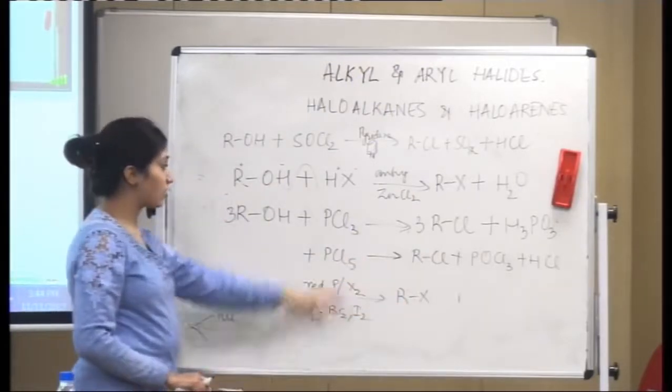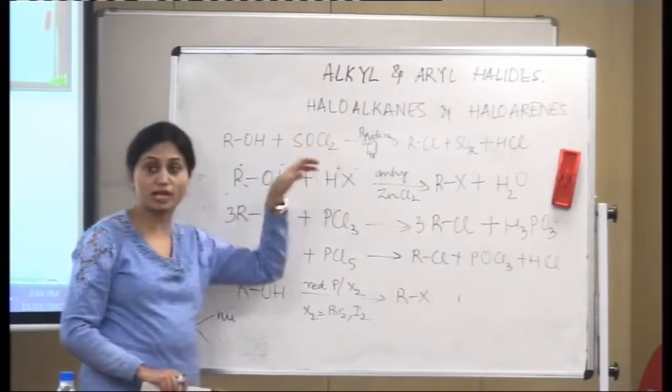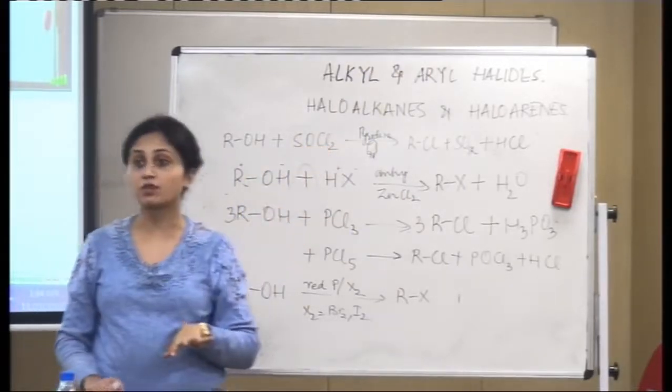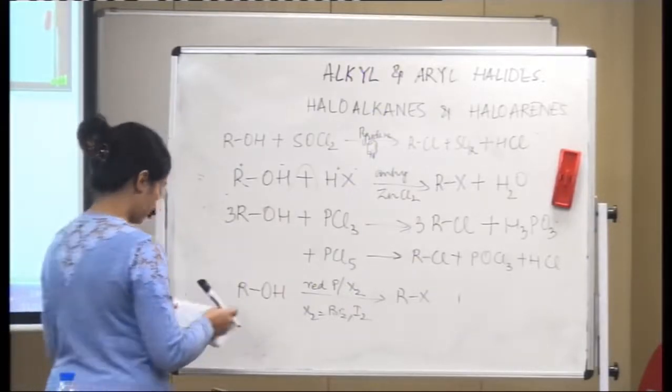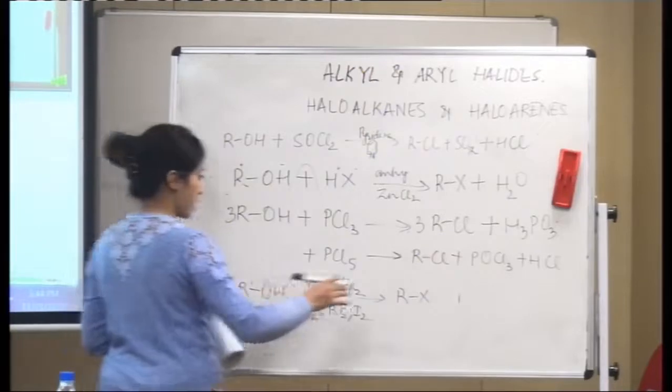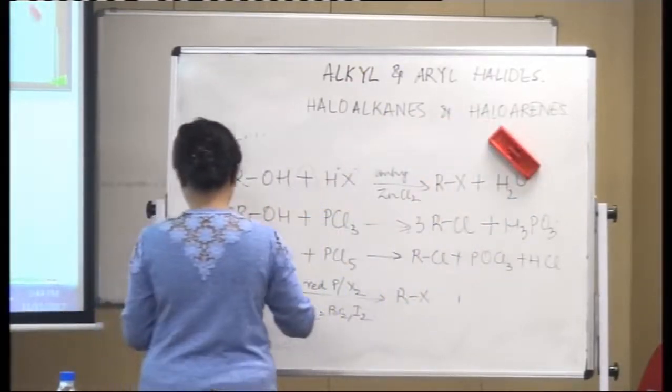And the best method of preparation from alcohols is that of SOCl2, that is the thionyl chloride method. Why? Because the side products are gases and so they can be easily eliminated. Okay, there's just one method which is mentioned here. You can just write it down if you want.